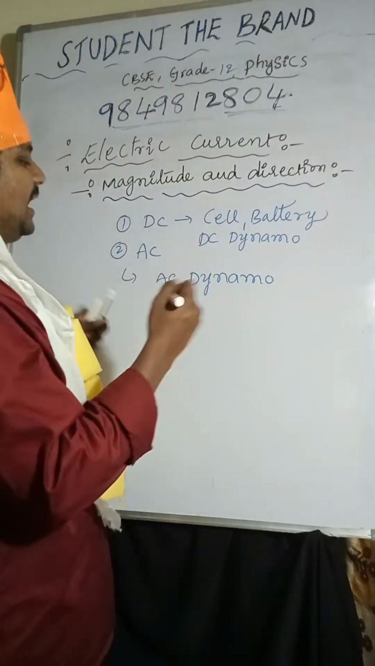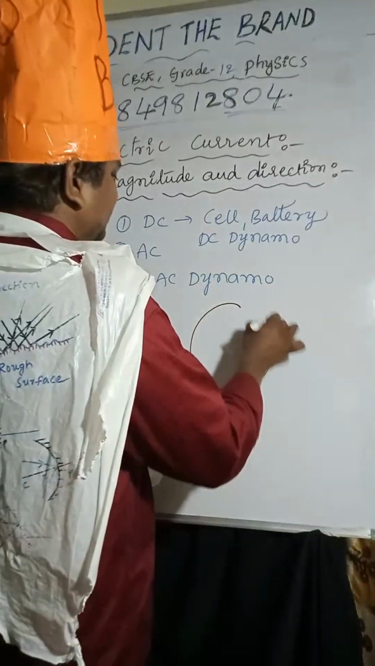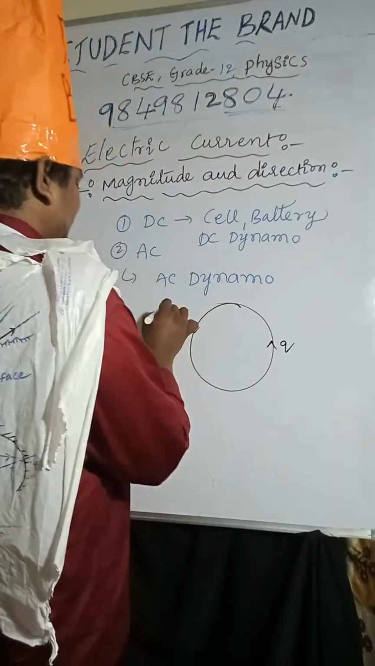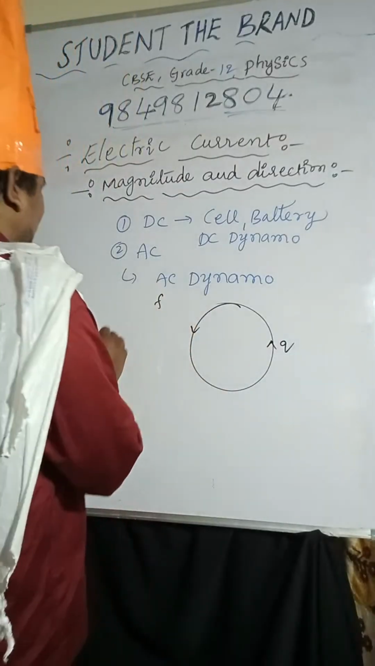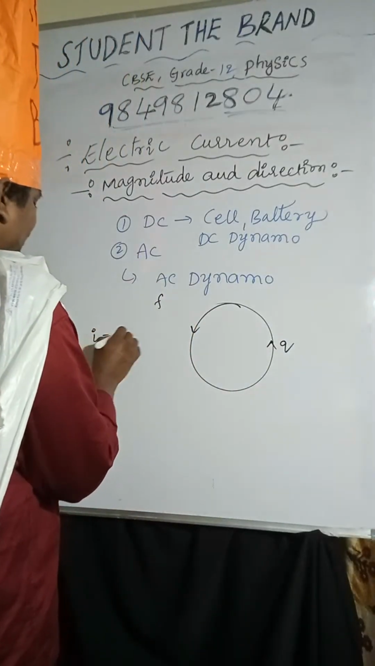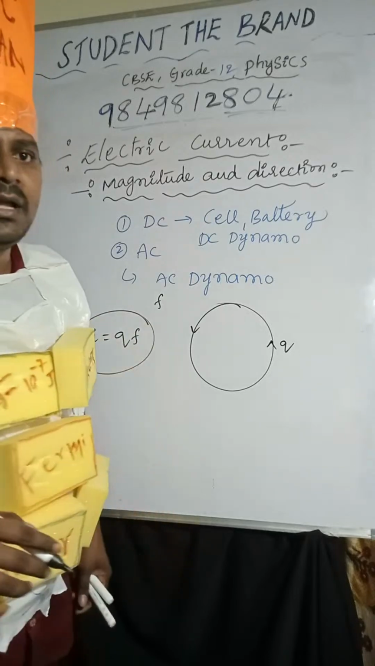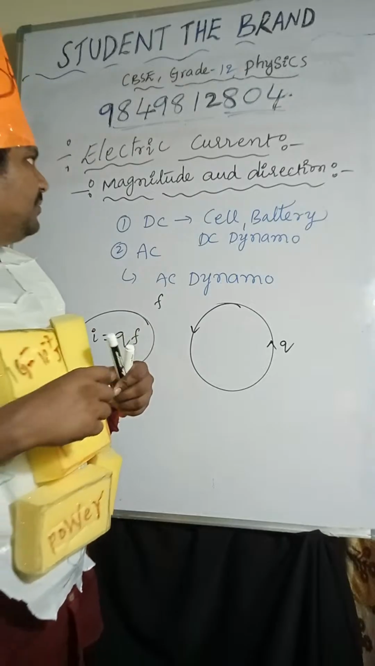If the charge is flowing in a circular path with a frequency f, then the current I equal to Q into f.